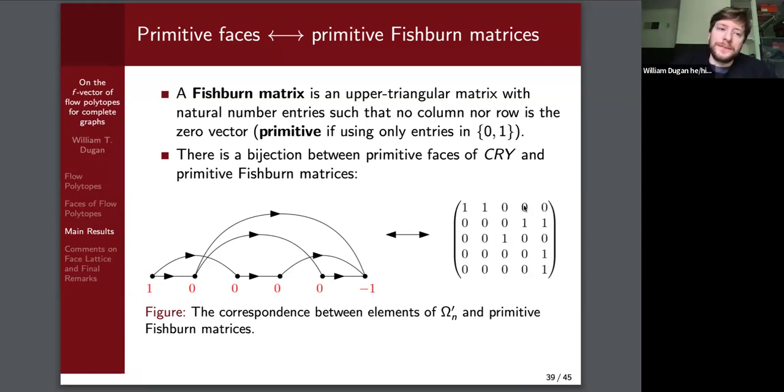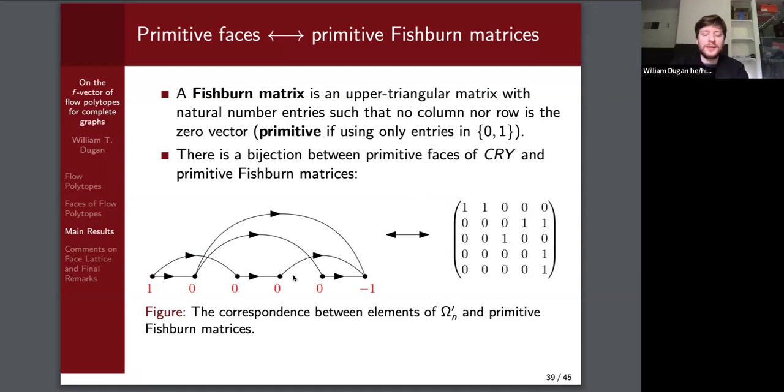So if you take your Fishburne matrix and you turn it 45 degrees, you have ones. You place an edge for every 1 and a non-edge for every 0, and then you have your primitive face of Cry.